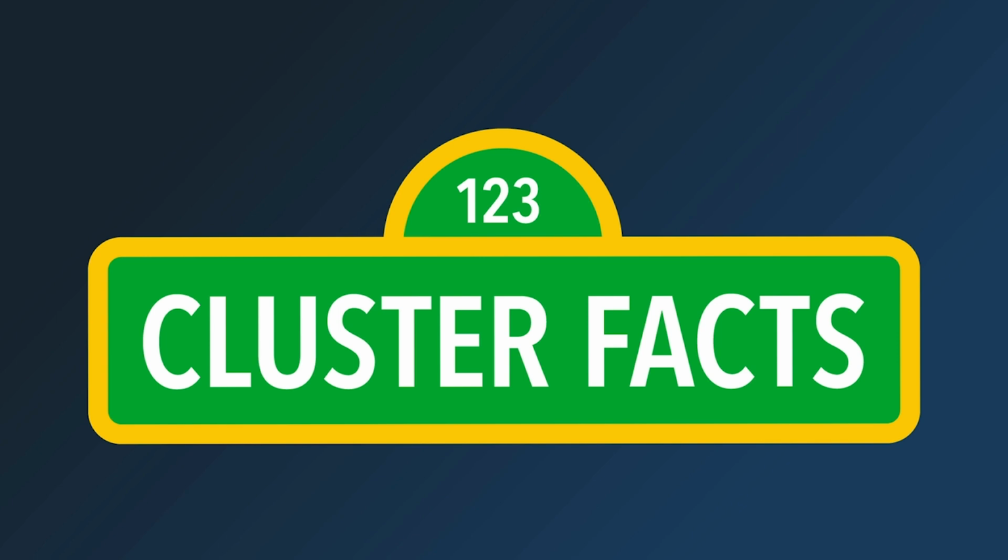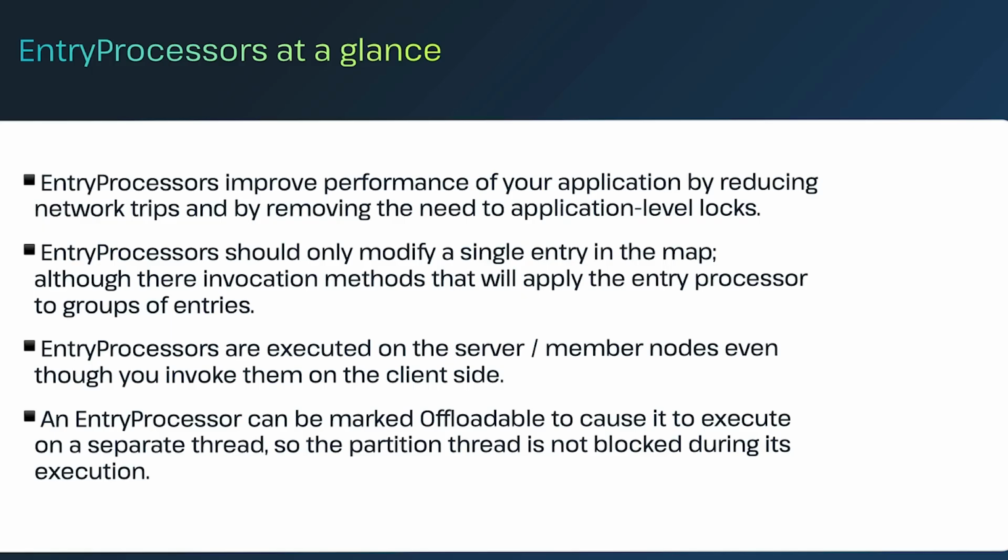So let's wrap up today with some cluster facts about entry processors. Entry processors accelerate applications by reducing the round trips across the network, and also by reducing or eliminating the need to hold locks during updates. The body of an entry processor should only modify a single entry. By using IMap methods that target groups of entries, a single invocation may update many entries, but the entry processor implementation itself should concern itself with just a single entry.